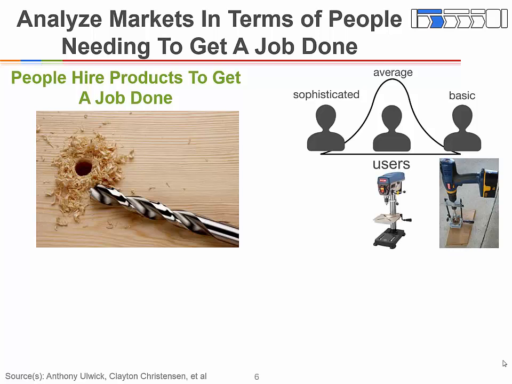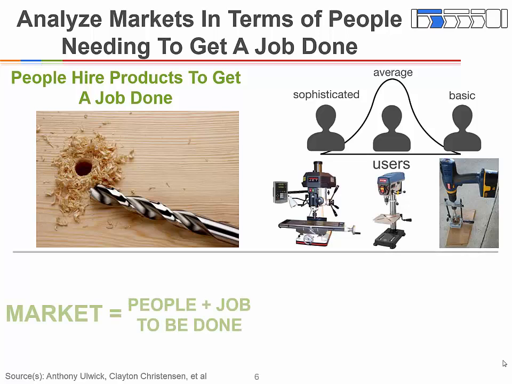So for instance, in the basic user's case, all they want is just a hole, and it doesn't really matter how precise it is, so they can put a jig on top of their cordless drill. Other, more average users might need some level of precision, and so they'll want a drill bit or a drill press. And in other cases, they might even want a full CNC milling machine, which has a lot more precise capabilities. So, to think about this, it's important to think of markets in terms of people plus jobs to be done.